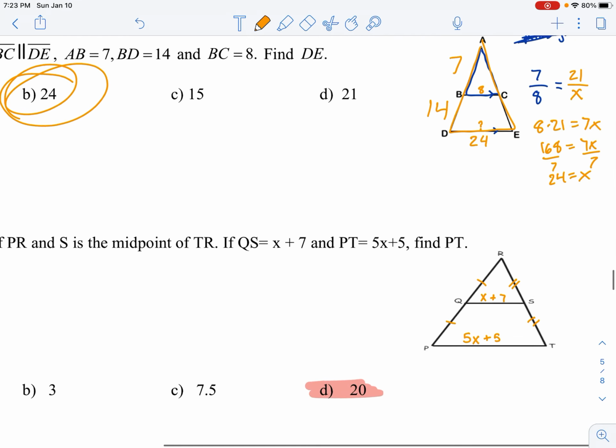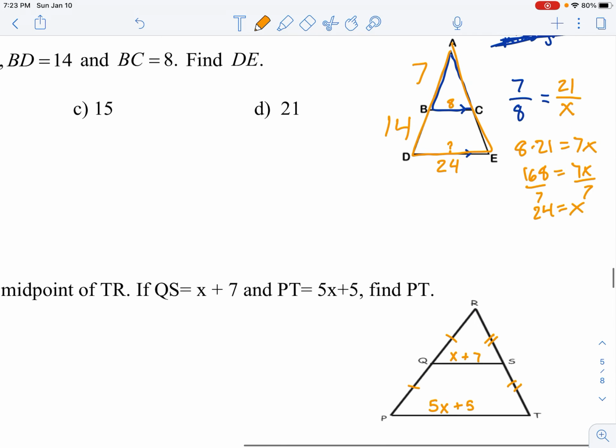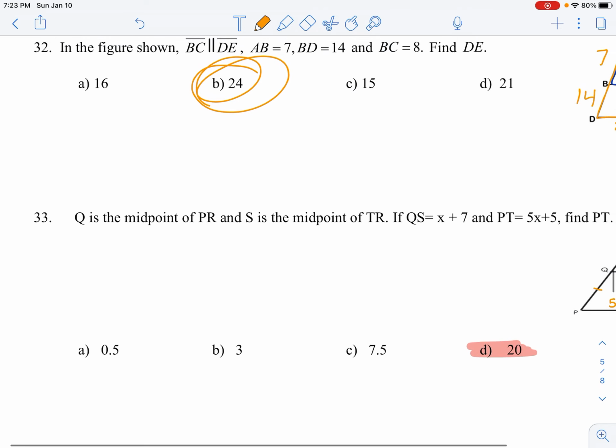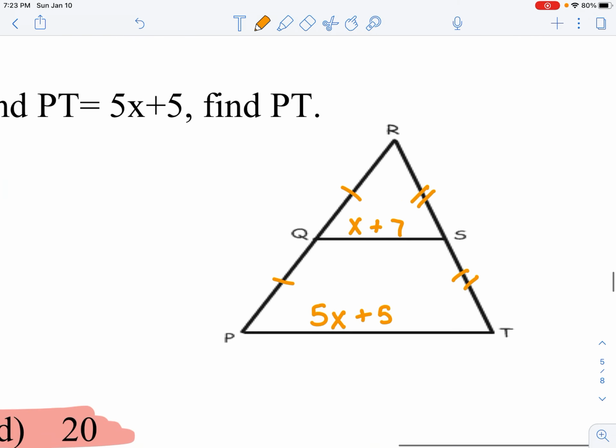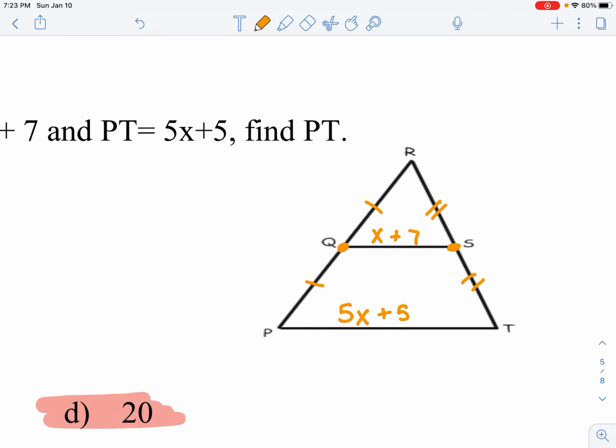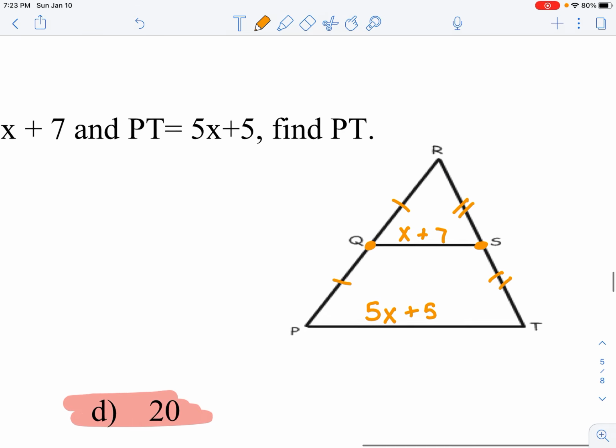Next one, you can see how similar these two triangles look. Do not get them confused on the semester test. This one says we've got two midpoints. It's saying that Q and S are both midpoints. Those right there are midpoints. That's when we can use the midsegment. The only problem is this one's not so easy with that.